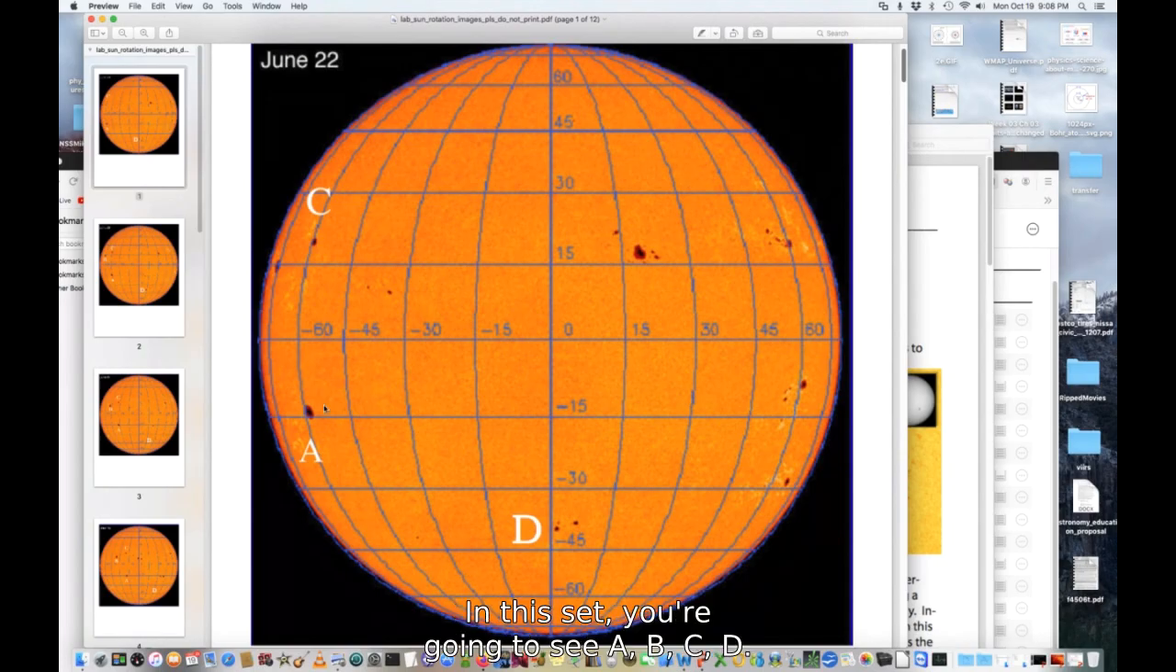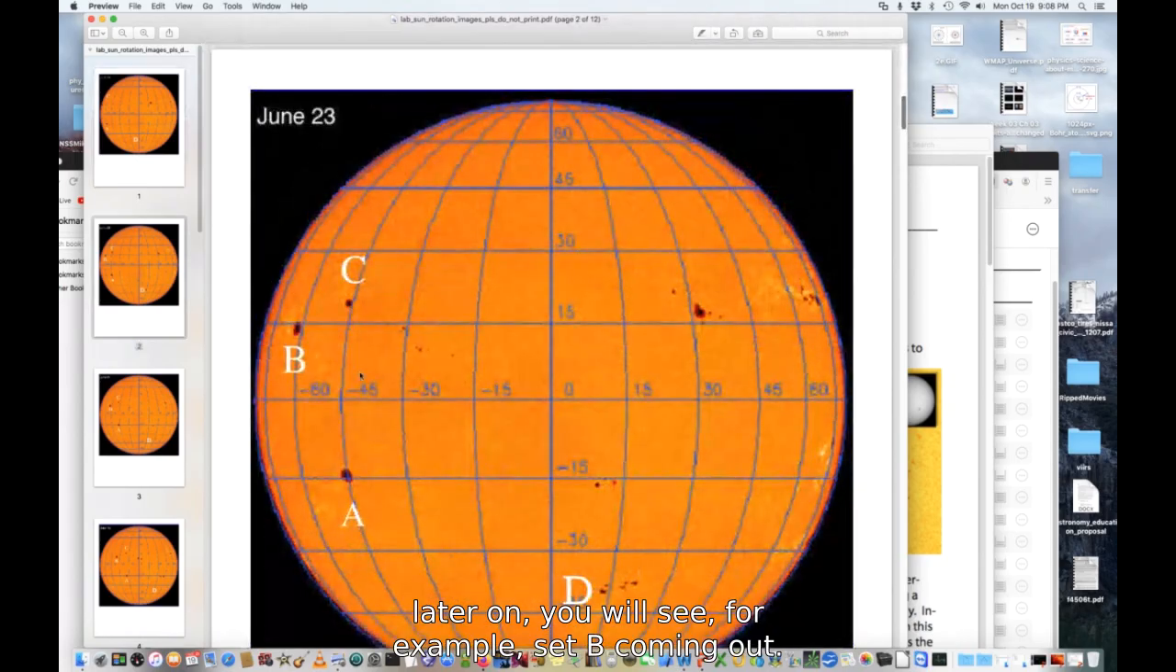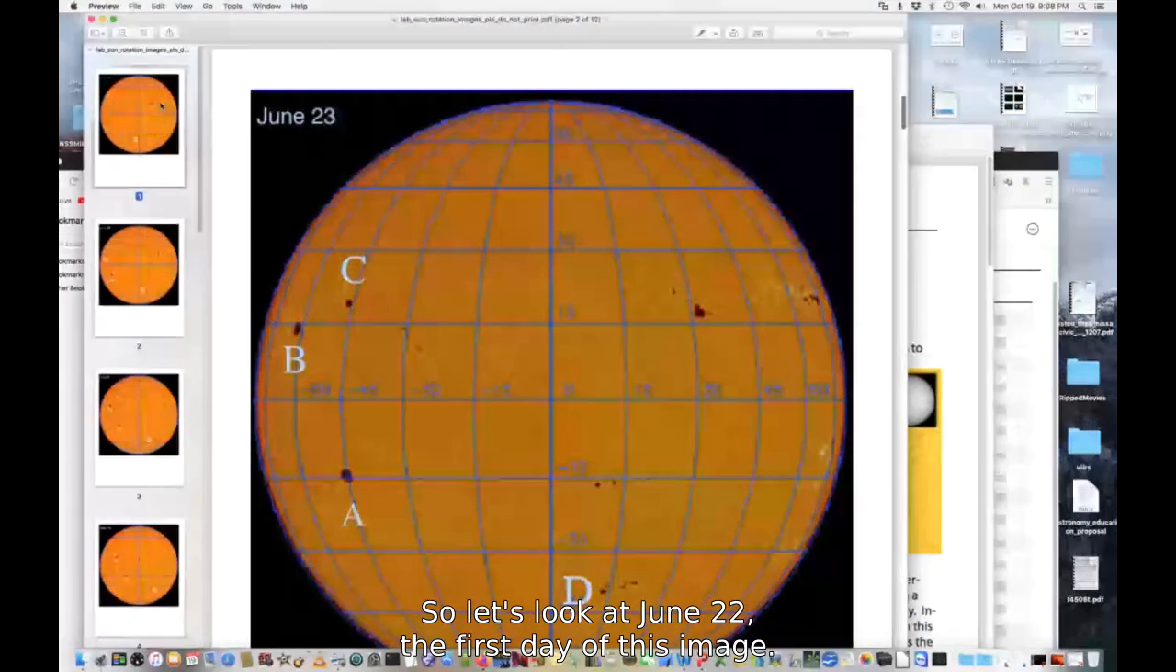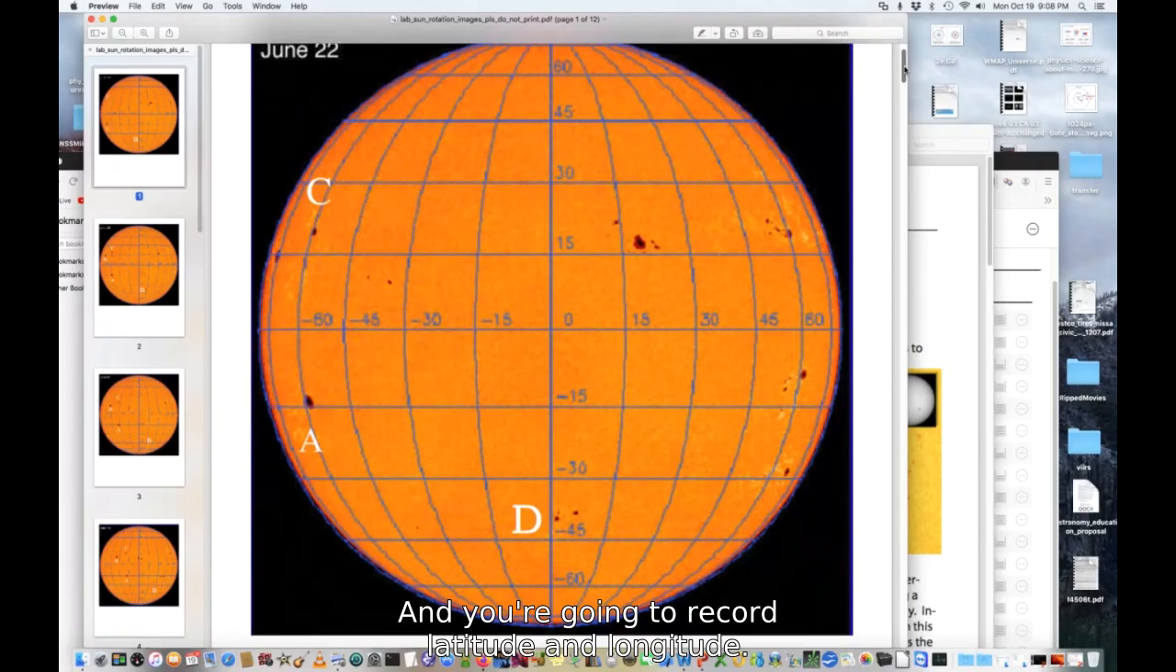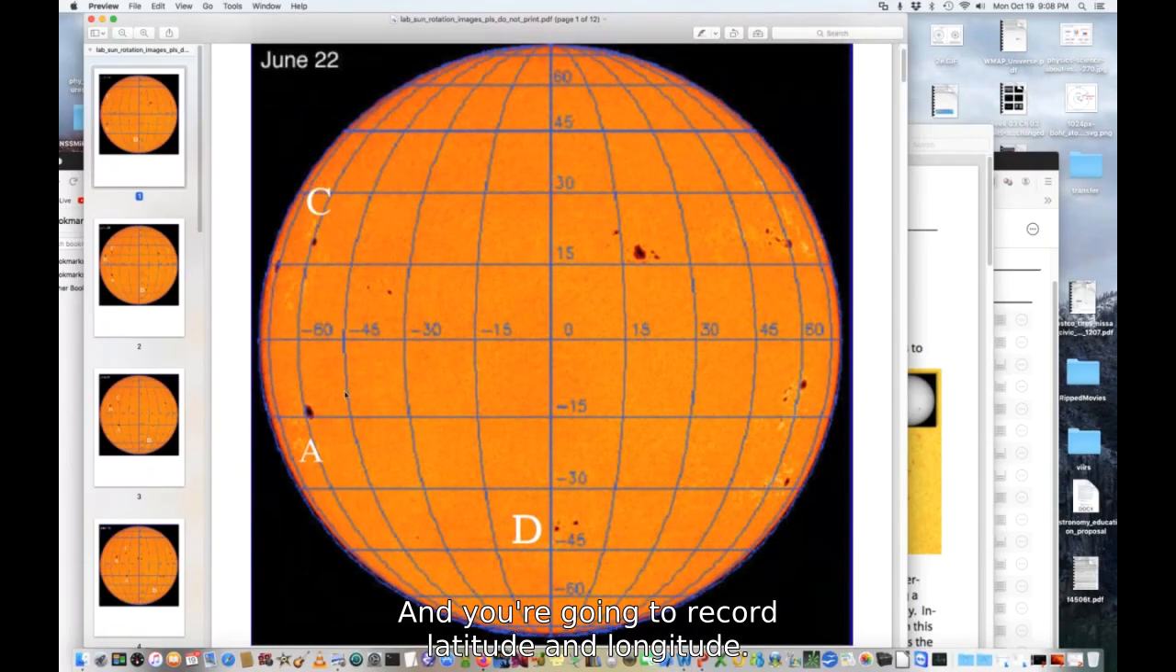Let's look at a different set of sunspots. In this set, you're going to see A, B, C, D. We could use another set, but this is good enough. Let's look at set A, and later on you will see, for example, set B coming out. So let's look at June 22nd, the first day of this image, and you're going to record latitude and longitude.